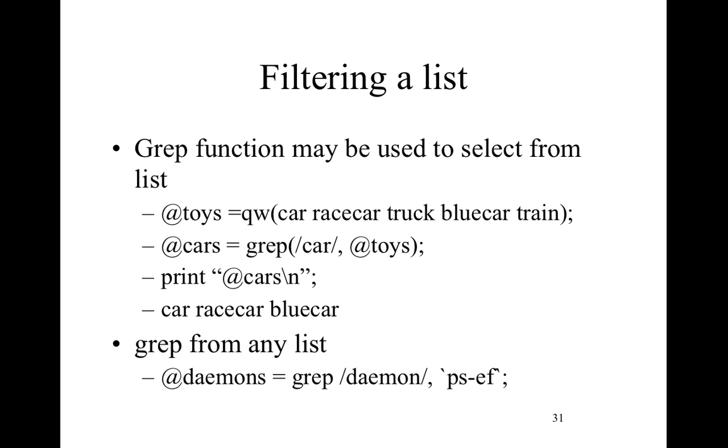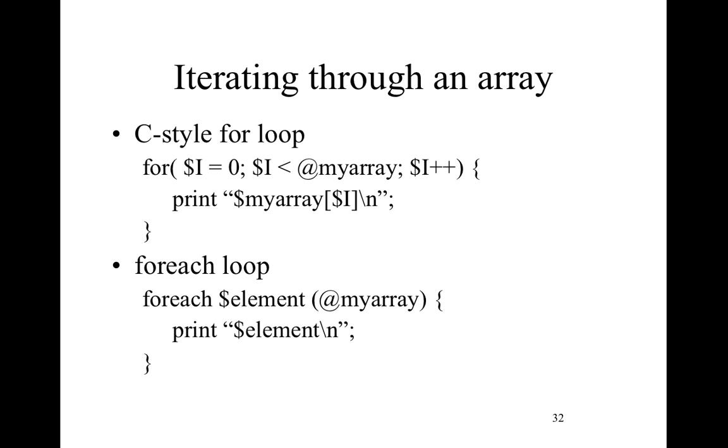So grep from any list, we have @demons is equal to grep with demons and something. Iterating through an array, we can do it C style or we can do it C shell style. We just saw C shell style with the foreach loop. But to refresh your memory on the C style, that's the regular old for loop. So if our i is equal to something, i is less than something, i plus plus, print out everything in my array i, as an example. Or the for loop for each element in i, print out each element.